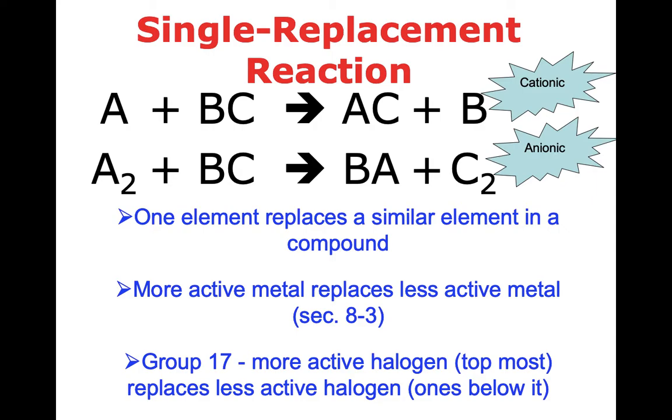If A2 is, say, bromine and C is fluorine, this reaction would not occur. Fluorine will never get bumped out over any other halogen below it, chlorine, bromine, or iodine. So let's look at some examples.